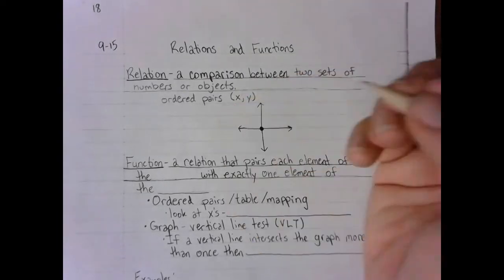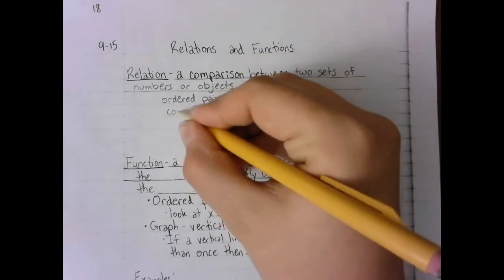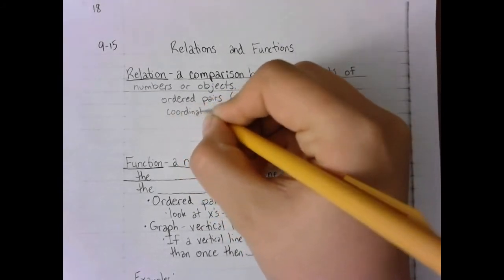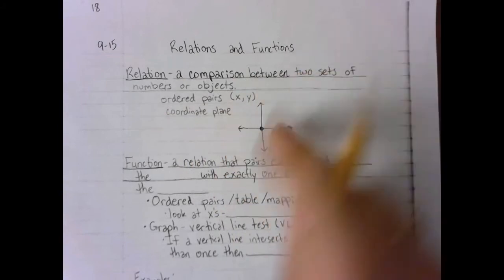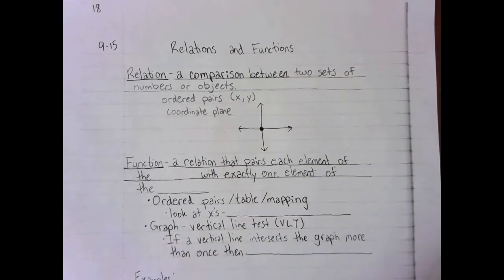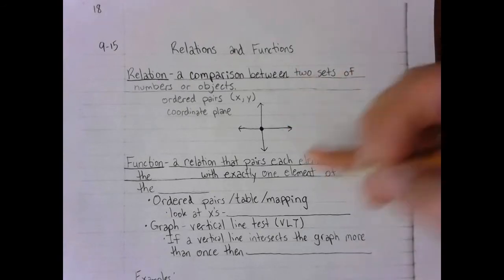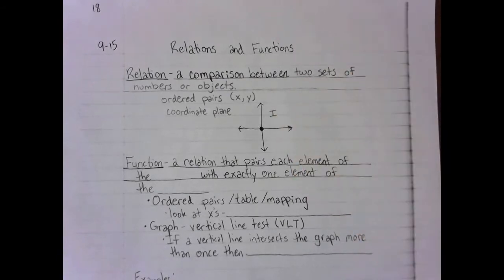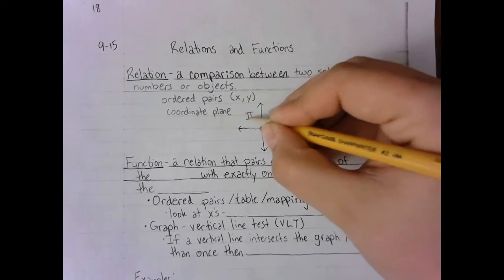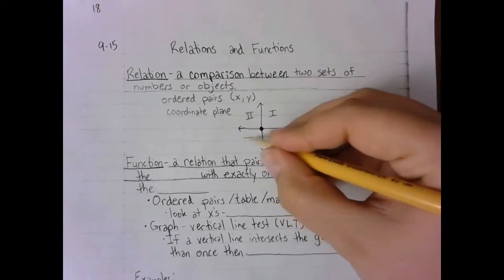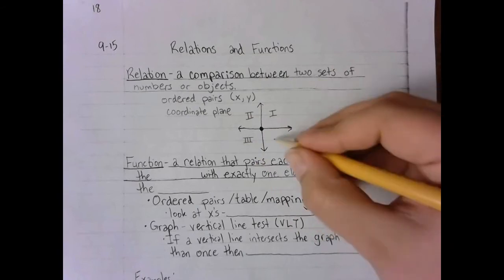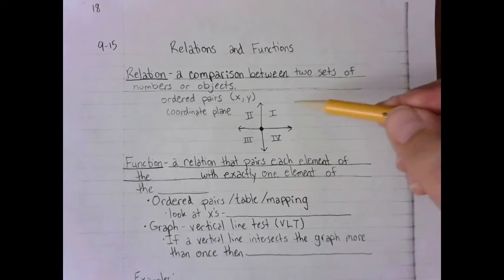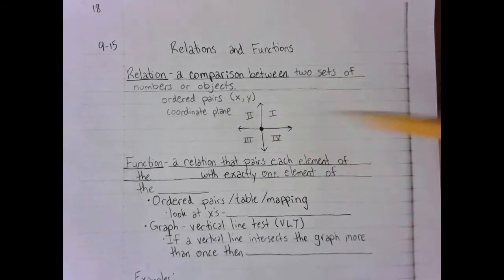Or you'll also see these ordered pairs on a coordinate plane, which is what I've sketched right here. There's a couple of things we want to label on this coordinate plane. You'll hear me talk about the different quadrants. This is quadrant 1, and we like to use Roman numerals with that. Top left is quadrant 2, bottom left is quadrant 3, and bottom right is quadrant 4. Again, in case you don't know your Roman numerals, we've got I, II, III, IV.